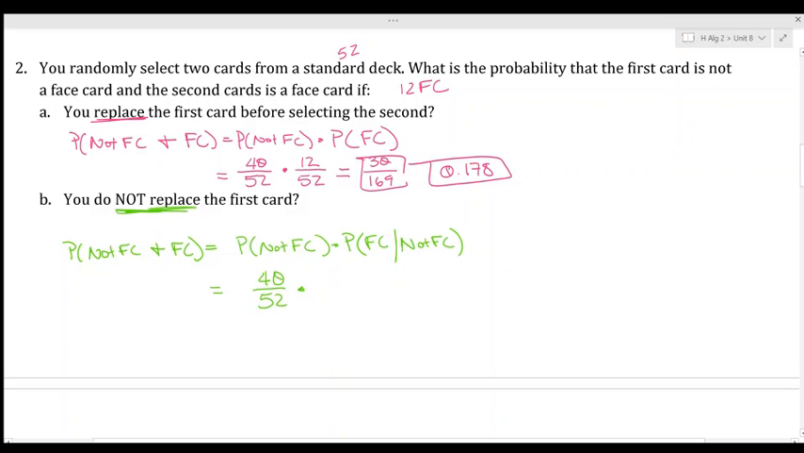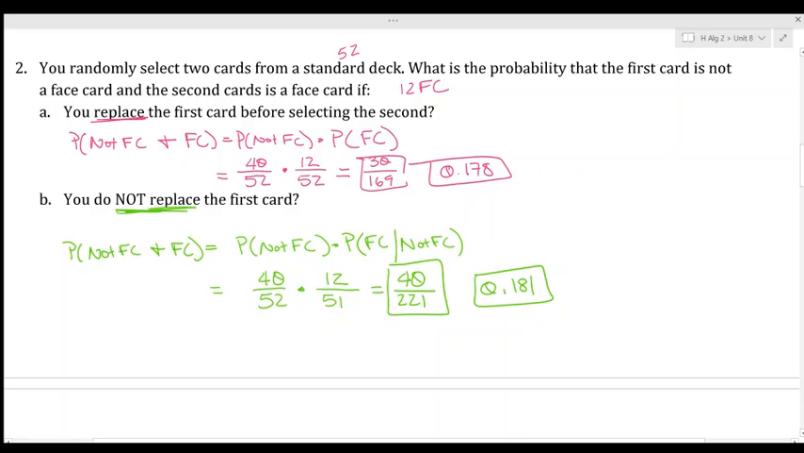Times, since we do not replace that card, how many cards do we have in our deck? We have 51 cards in our deck, and since we didn't choose a face card, there's still 12 to choose from. Okay, so that's how this one's different. Be careful with wording. So this is equal to 40 out of 221 if you're a fraction person, or 0.181 if you're a decimal person.